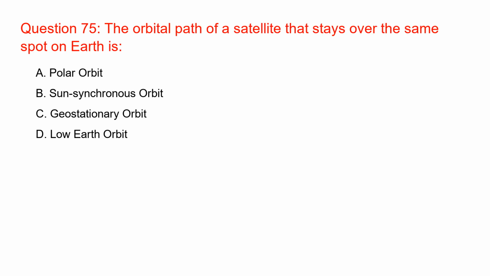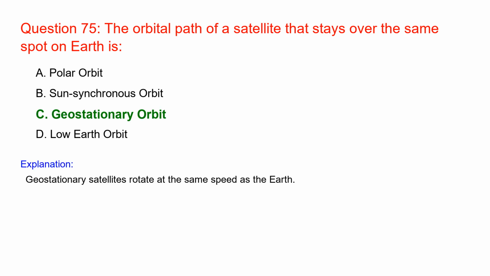The orbital path of a satellite that stays over the same spot on Earth is geostationary orbit. Geostationary satellites rotate at the same speed as the Earth.